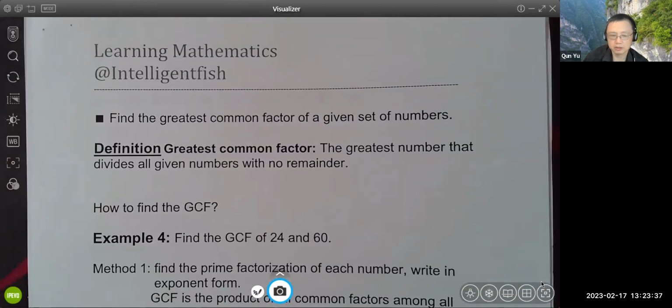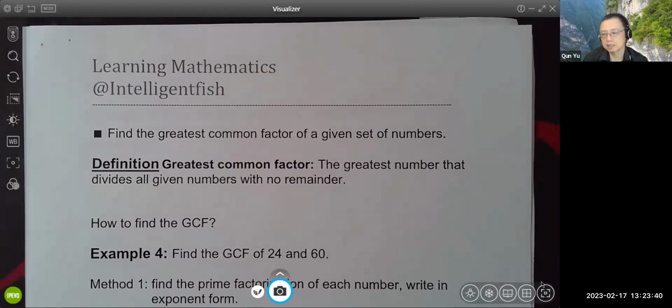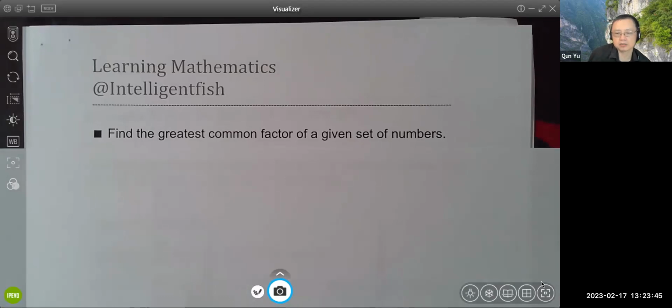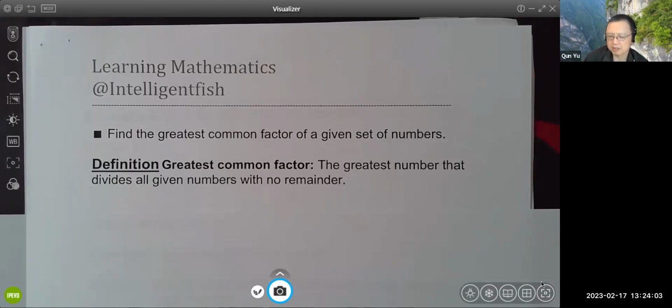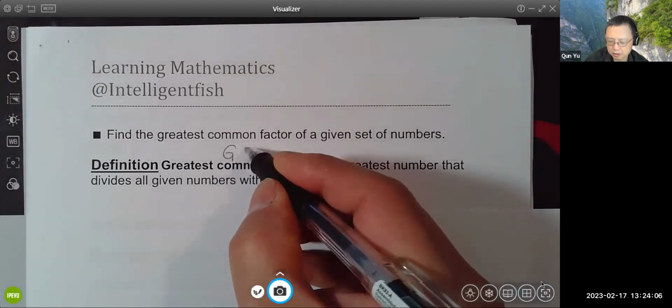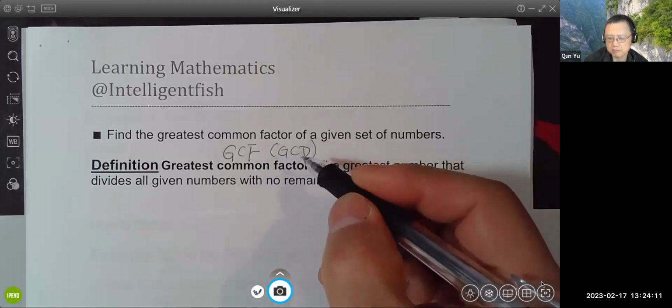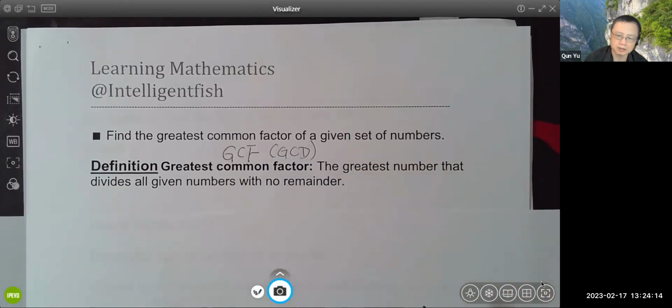And let's look at our next topic. Find the greatest common factor of a given set of numbers. So you're given a list of numbers, find the greatest common factor. That means all of your given numbers can be divided by this number evenly, and this number is the largest number possible that can do that. Okay, definition, what is the greatest common factor? Greatest common factor. In some books, they also use GCD, which means greatest common divisor, because factors are divisors.